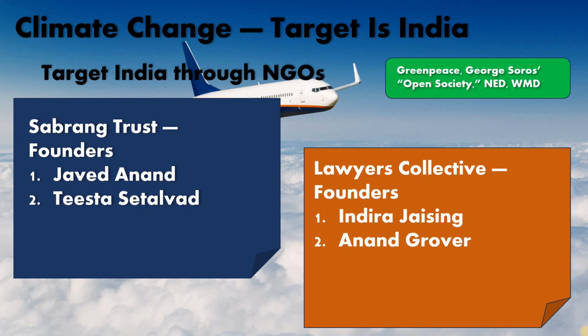You can see there are two particular groups I am going to name, and those two groups are infamously responsible for creating agitation in India, creating some other problems in India, creating some kinds of mayhem through the Supreme Court, through the law, hampering the development of the country. Those two organizations are Sabrang Trust and Lawyers Collective. And those two organizations' licenses were cancelled by the Home Ministry, because the Sabrang Trust is run by Javed Anand and his wife Teesta Setalvad.